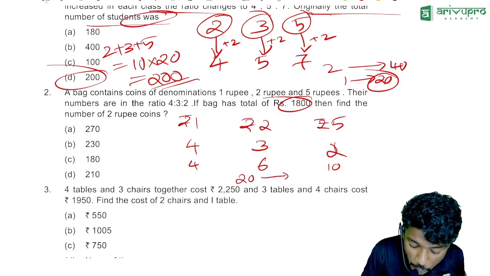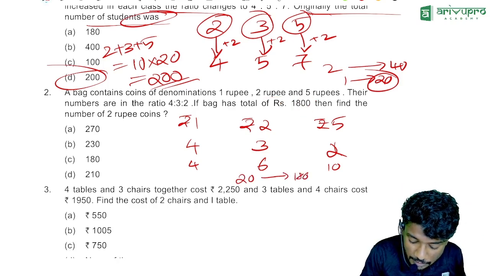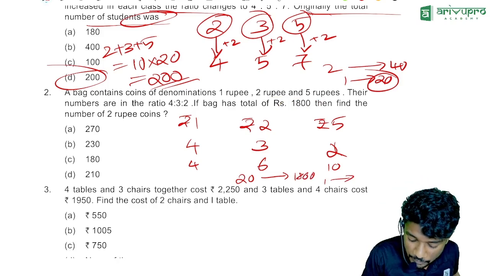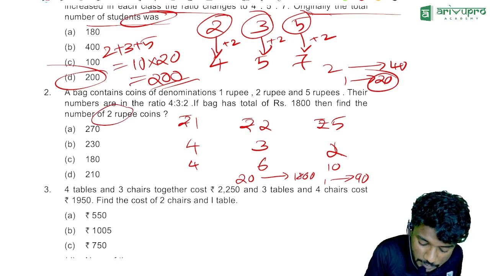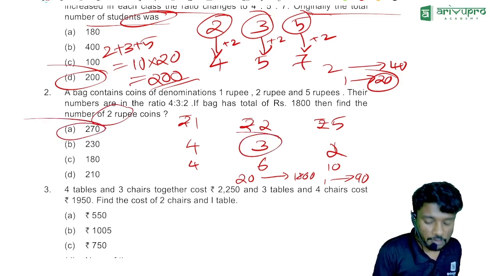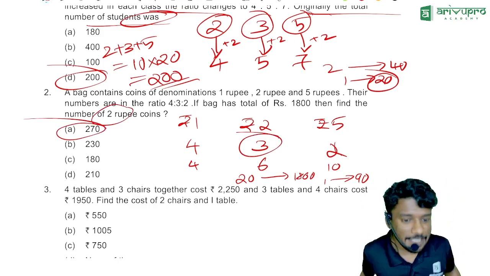But according to the question, this 20 is 1,800. So 1 is how much? 1,800 divided by 20, that is 90. So they are asking, find the number of 2 rupee coins. So what will be the answer? 3 into 90, that is 270. Understood? Easier? Yes. Next question.